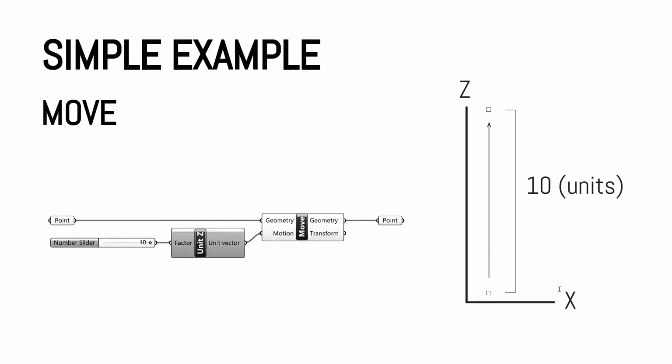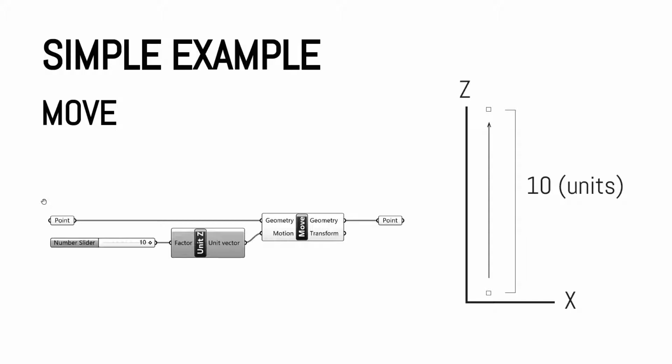So this is a very simple script that does a very simple operation, and I'll build this in Grasshopper in a little bit just to show you what it means. But a very simple example, this is a move component, right? So if we go through the three main categories in scripting, the point is the what. Move is how. Unit Z is which direction. And 10 is by how much.